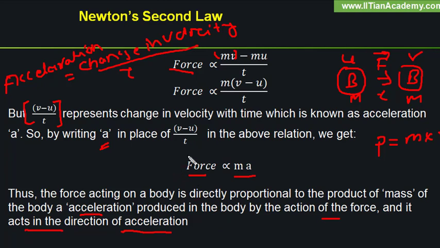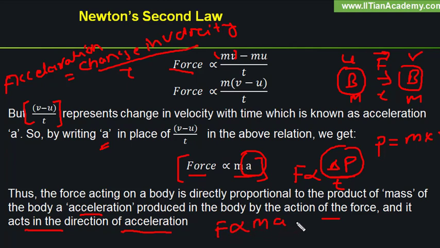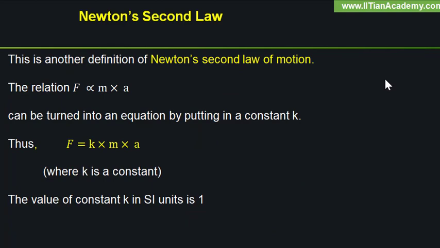So now, guys, what you have seen is that this expression of Newton's second law of motion is expressed in terms of acceleration and force. Earlier, what was it in terms of? Force was proportional to change in momentum by time. This was in terms of momentum. Now it's in terms of acceleration. So force is proportional to mass into acceleration is now Newton's second law of motion in terms of acceleration. This is another definition of Newton's second law of motion.